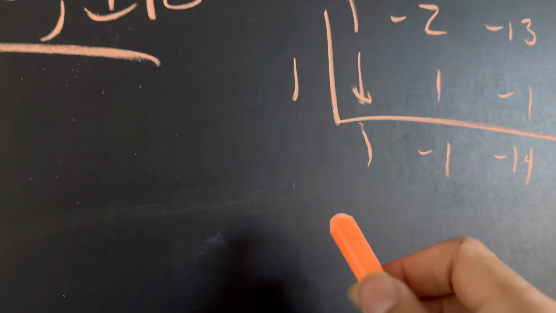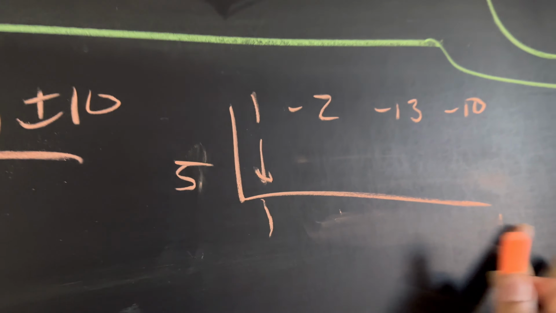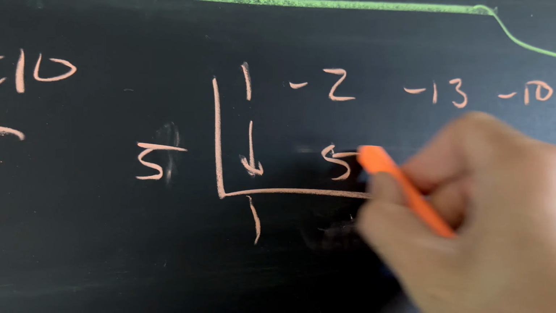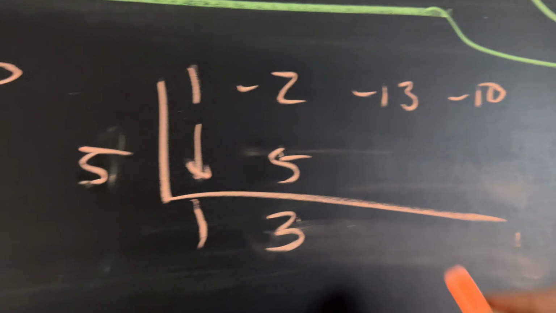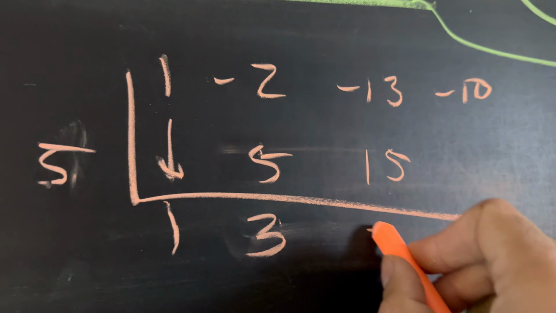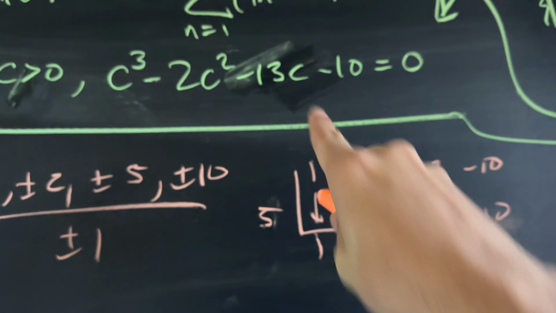So how about we try, let's just say 5? I'm just going to erase these because I want as much space as I possibly can. Bring the 1 down, then this becomes a 5. This is 3. 5 times 3 is 15. Oh, looking good. -13 plus 15 is 2, and then we get 10 and 0. So that means that 5 is a root.